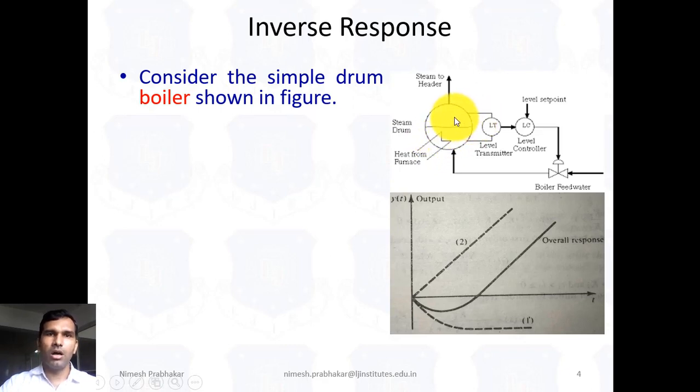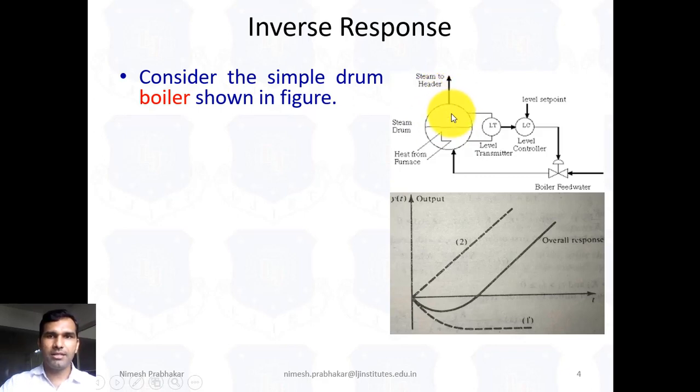Now here we understand the inverse response. This is the level indicator, which indicates how much water is in this drum. This is the transmitter, and this is the water level controller. If the water level decreases or increases, this controller opens or closes the feed water valve and controls the water inside this drum. So now we understand the inverse response of the water.